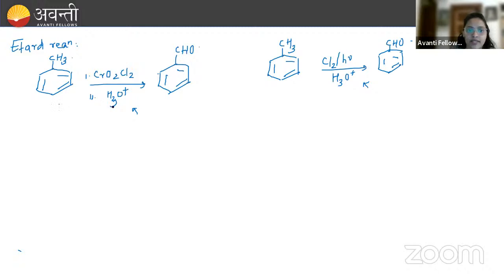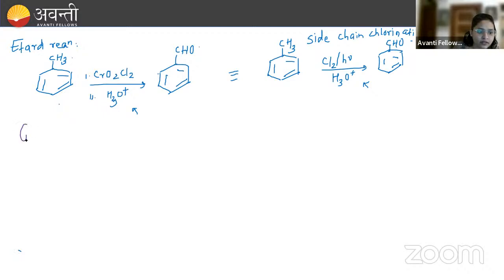The reactant and product are the same, but the reagent is changed. With both reagents we get the same product. You should keep this in mind; these are very good examples. That's why I have written them simultaneously, side by side. So this is side chain chlorination reaction. Side chain chlorination.